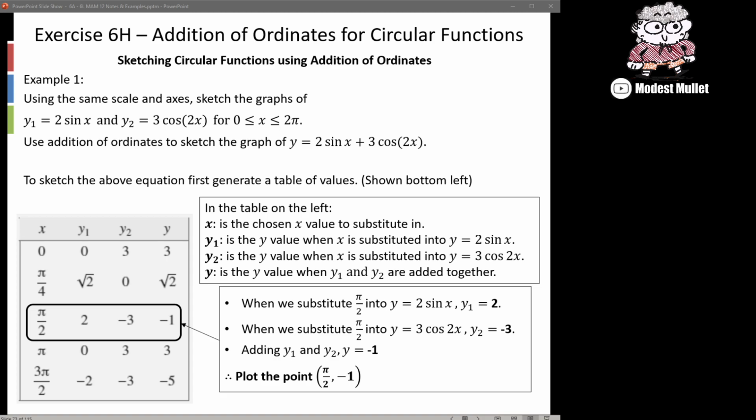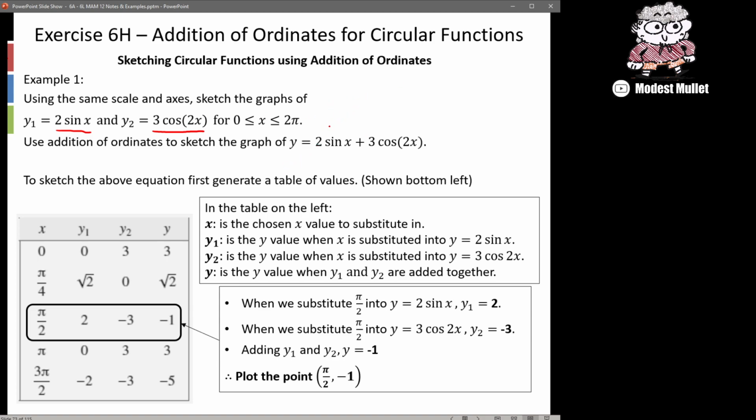So what is addition of ordinates? Addition of ordinates is a method we use to graph a function that is a composite function, made up of the addition of, say, two simpler functions. So in this case, we may have a simple function y1, which is equal to 2 sin x, and y2, which is equal to 3 cos 2x, and they would both have the same domain.